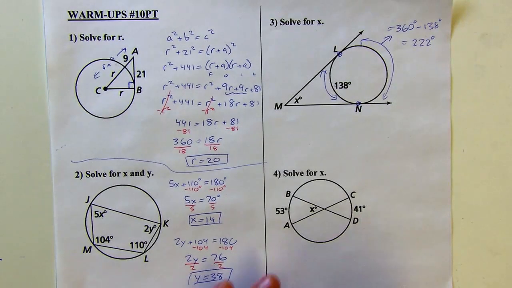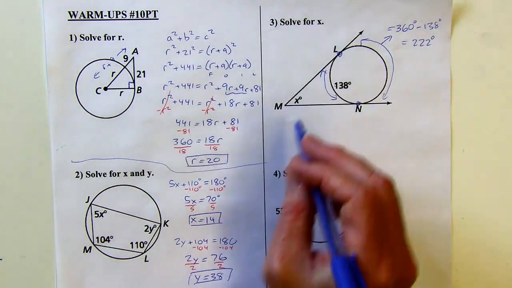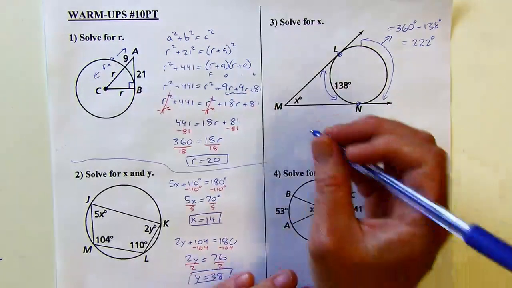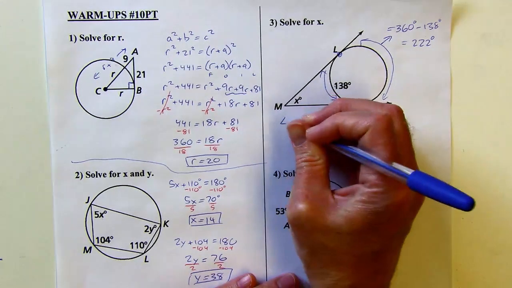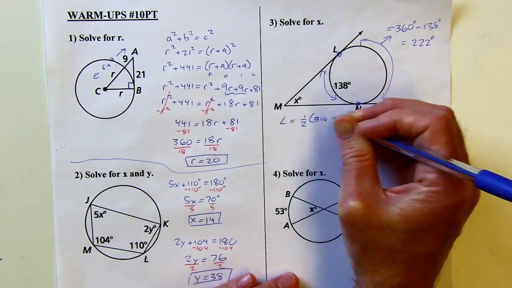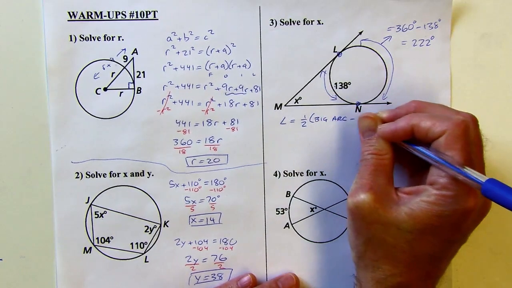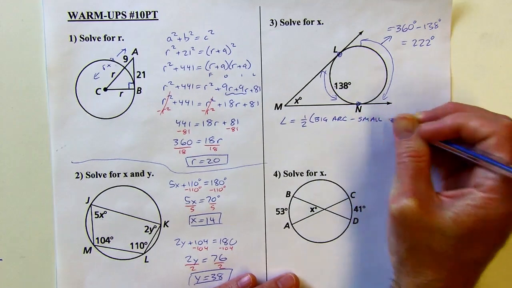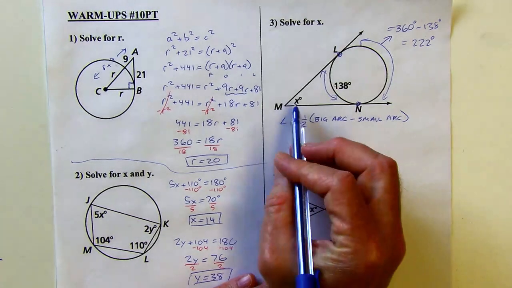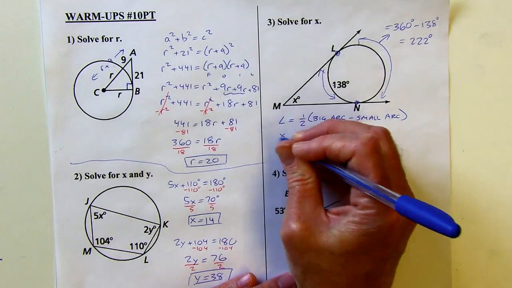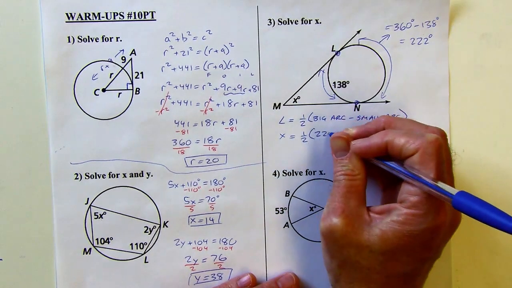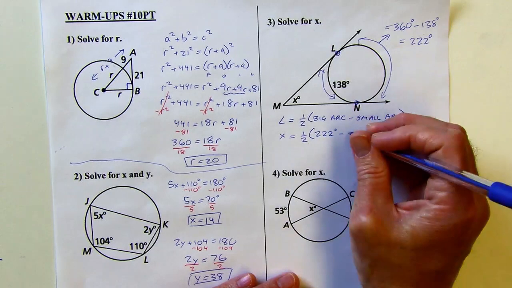Now I'm going to need that because of the formula here. When two tangents meet outside a circle like this, there's always a relationship. The angle is going to be equal to 1/2 of the big arc minus the small arc. So here my angle on the outside, that's the x in this case, is going to equal 1/2. The big arc would be 222, and the small arc is 138 degrees.